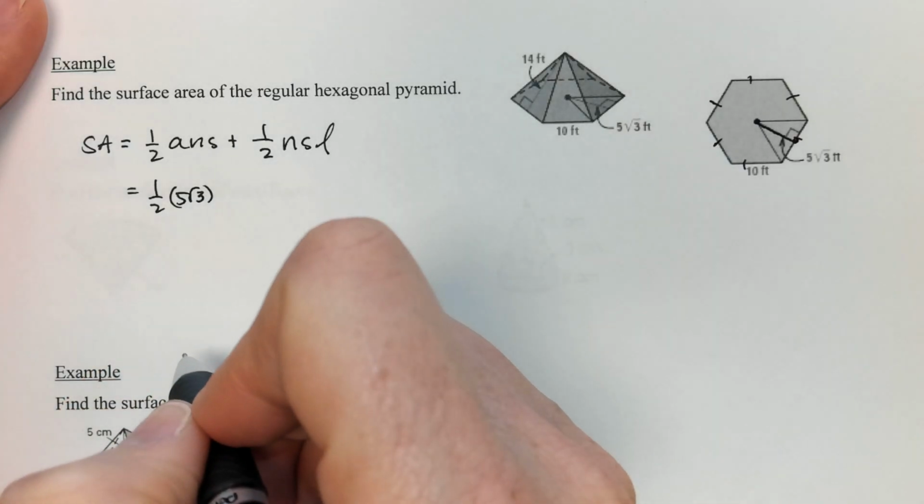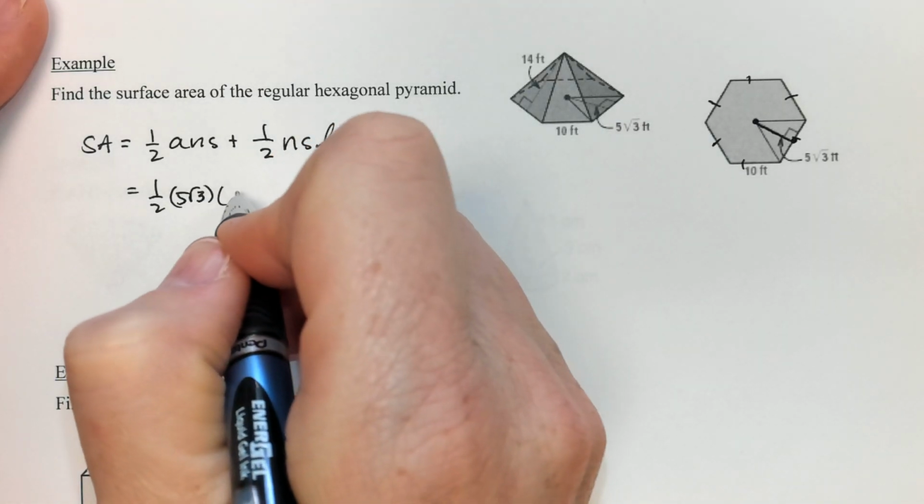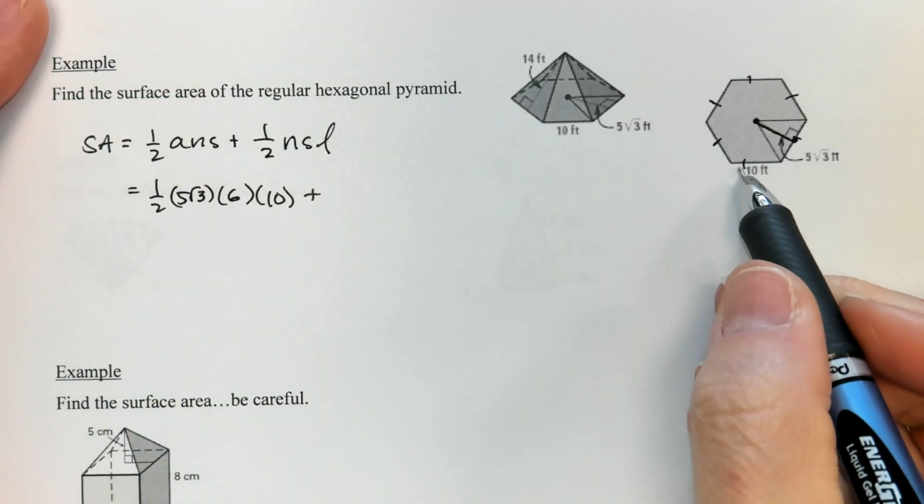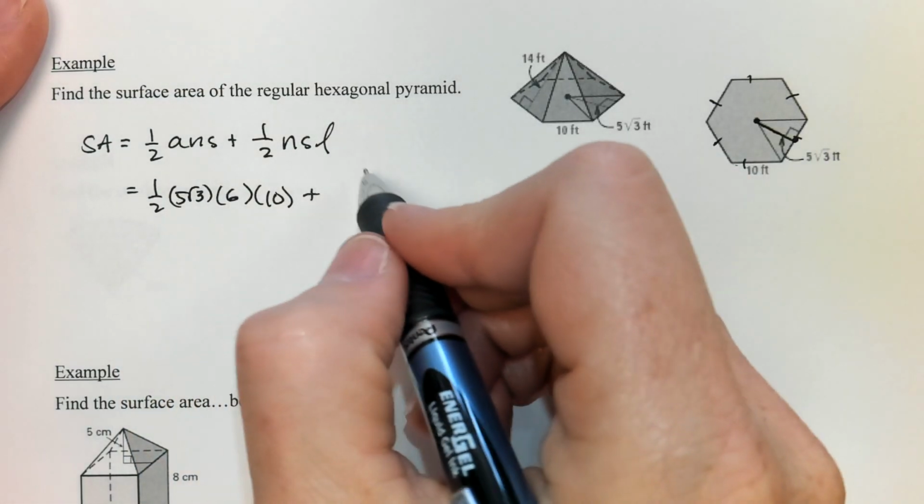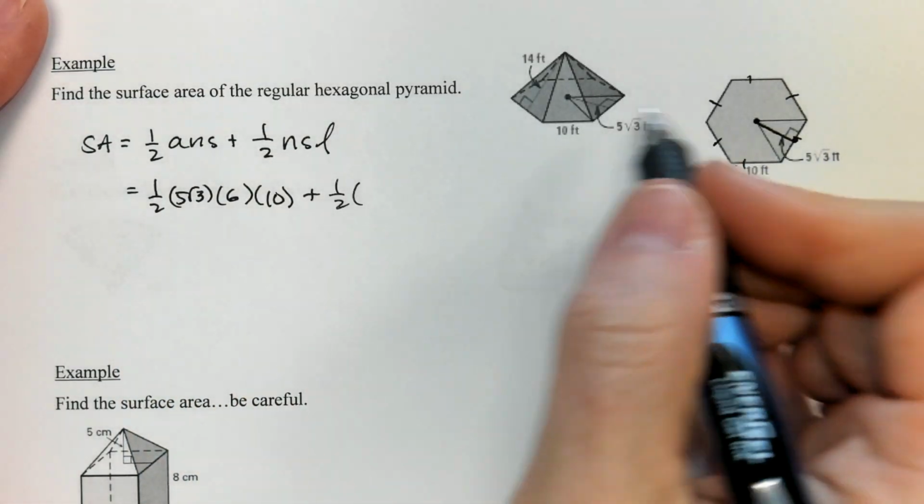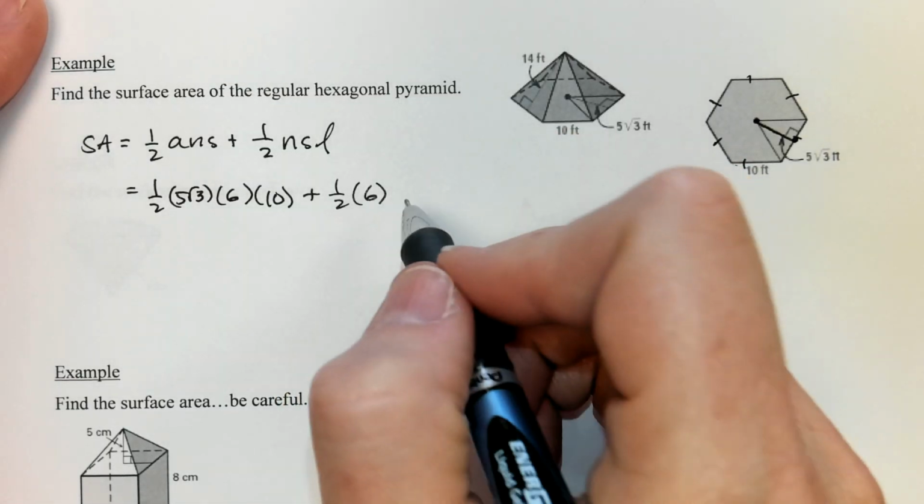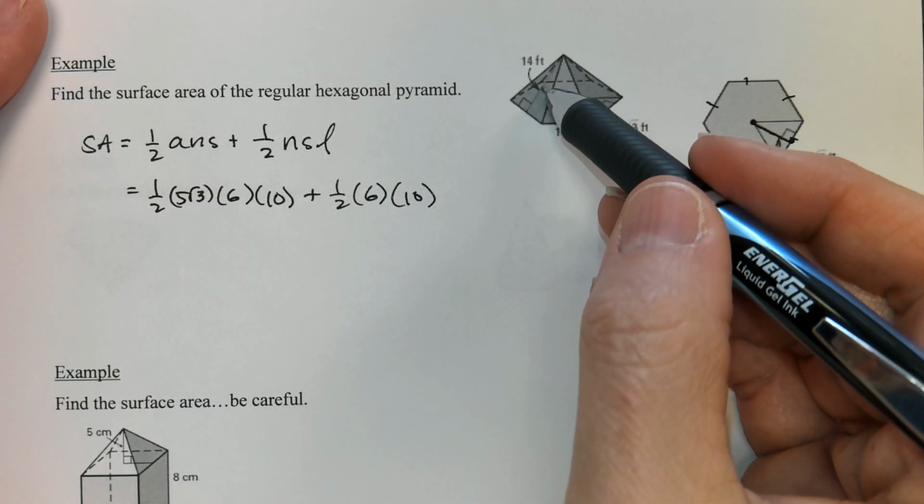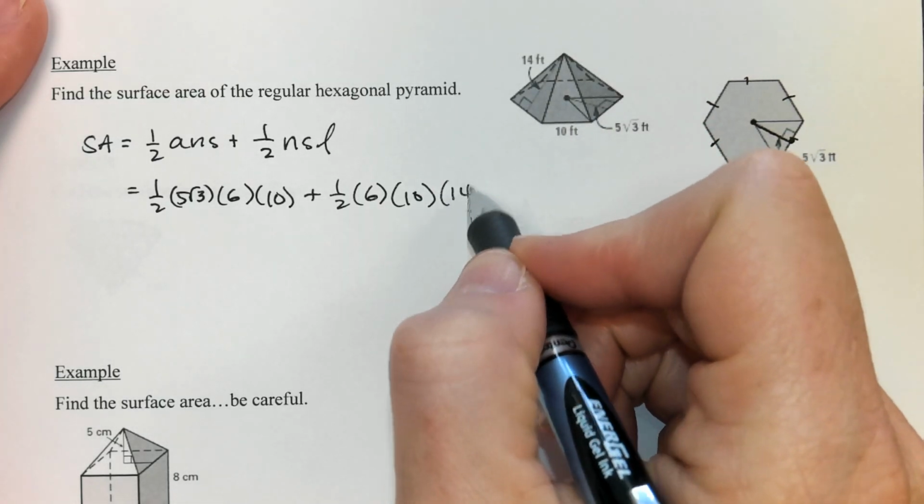So just some decimal when I type that in my calculator. And as number of sides, I have 6, and side length is 10. So they gave me side length right there. Next up, I've got 1/2 number of sides is 6, side length is 10, and I need slant height. Oh, they gave me that too. So there's a 14 right there. That is my slant height.